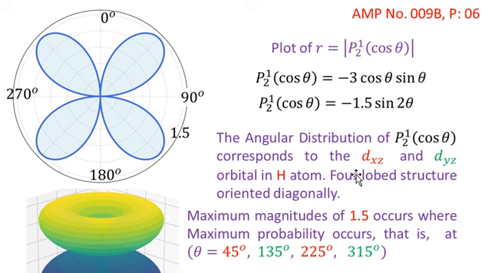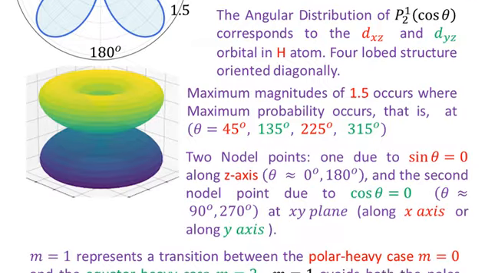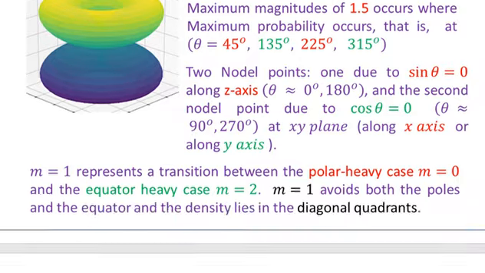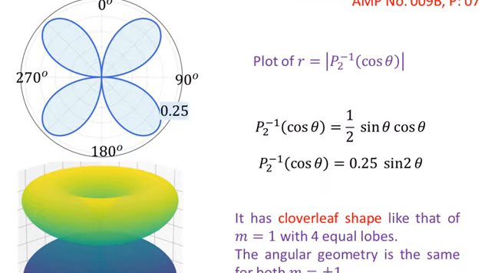So this was the case that we have discussed, L is equal to 2 and M is equal to plus 1. And you can notice the magnitude was equal to 1.5. Now next we are going to discuss the case L is equal to 2 and M is equal to minus 1. For example, this case.